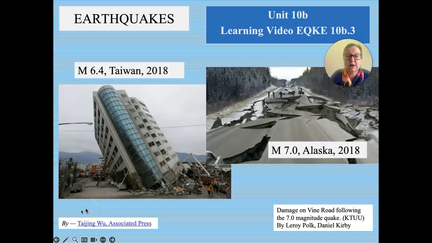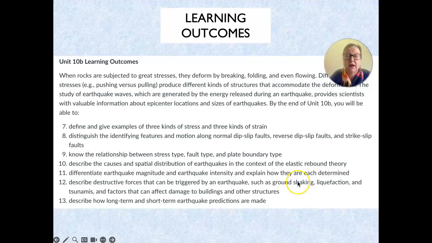This learning video covers what causes earthquakes and where they are most common. It also covers the elastic rebound theory, a very important concept on how the Earth deforms. Here are the learning outcomes for Unit 10b.